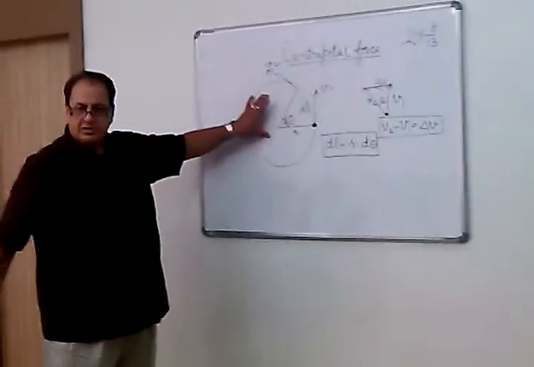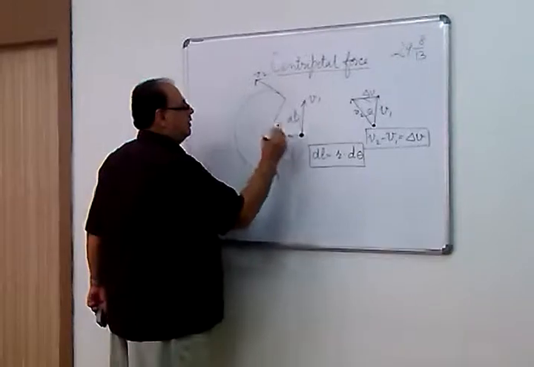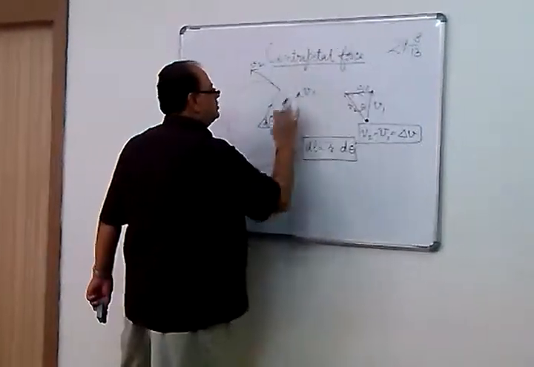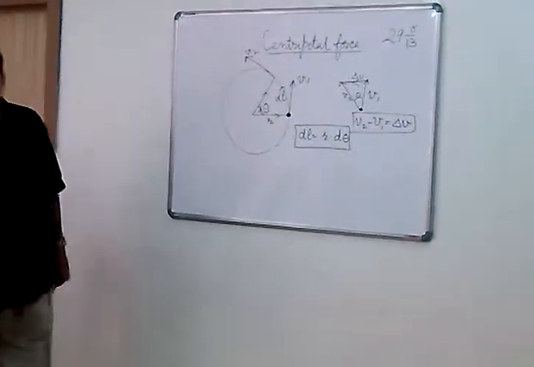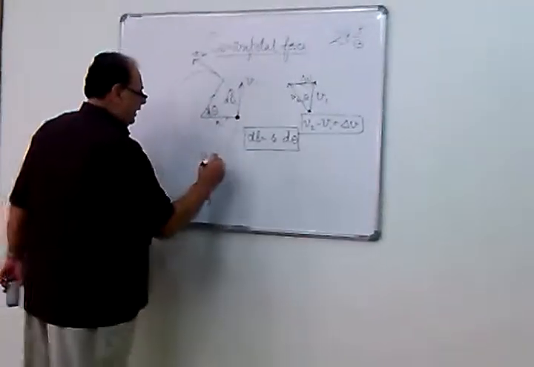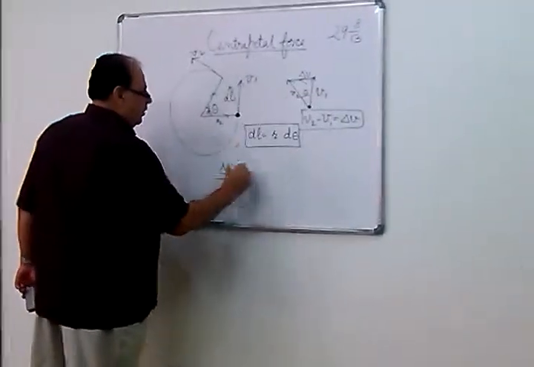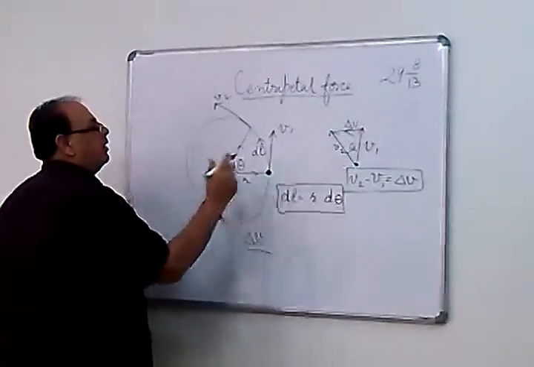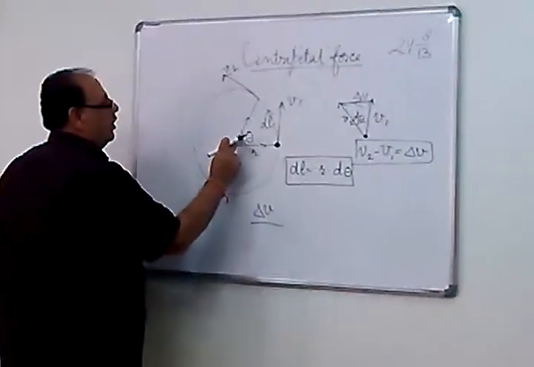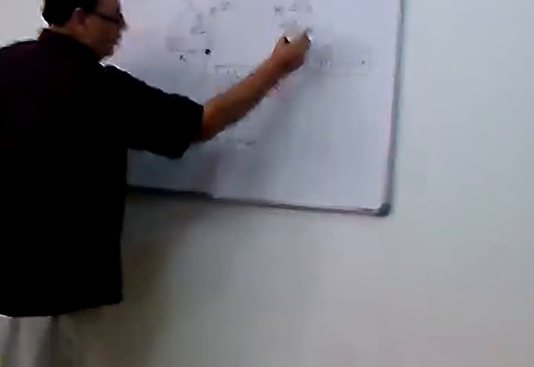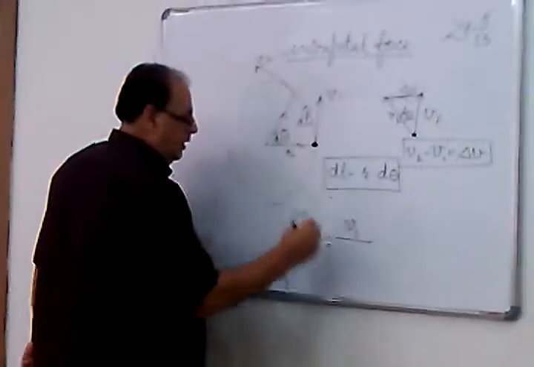If I take this also as a triangle, they are two similar triangles, then the ratio of corresponding sides should be the same. If I have to take a ratio, I take a ratio of delta v corresponding to this, because this is opposite to d theta. So here opposite to theta is dl. So the ratio of these two is equal to one of the velocities, let us say v1, divided by r.